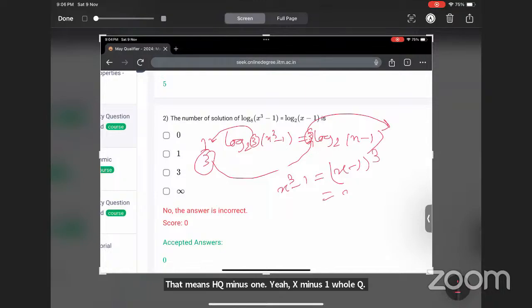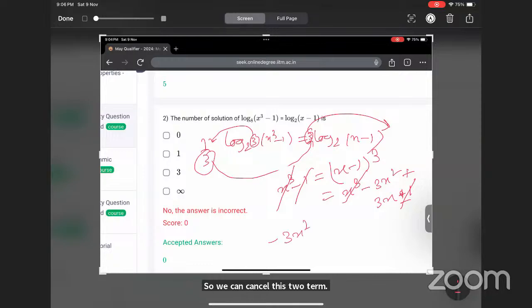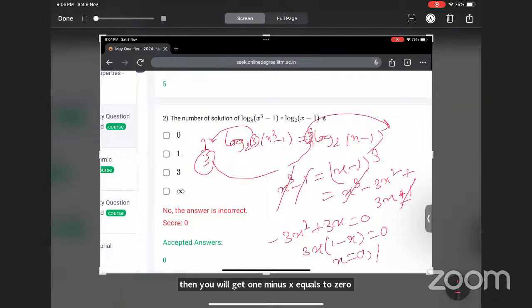Now you can break it. So this will be x cube minus 3x squared plus 3x minus 1, minus 1. This is the right formula, right? I'm not sure, I'm asking you. Is the formula right? Even I'm not sure. Okay, so I think this is the formula. So we can cancel these two terms. Then we will get minus 3x squared plus 3x equals 0, right? Then take 3x common, then we will get 1 minus x equals 0. So from here, we will get x equals 0 or 1, right?